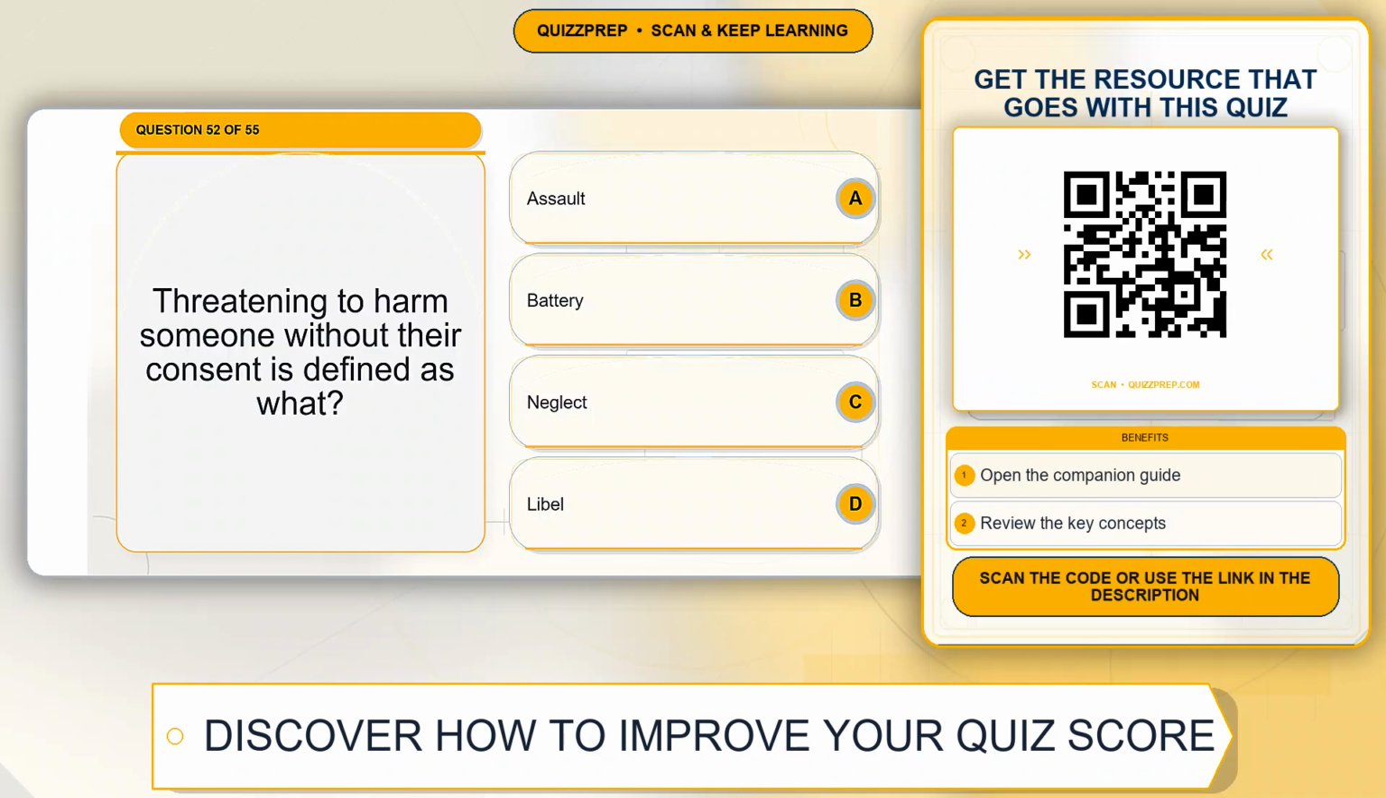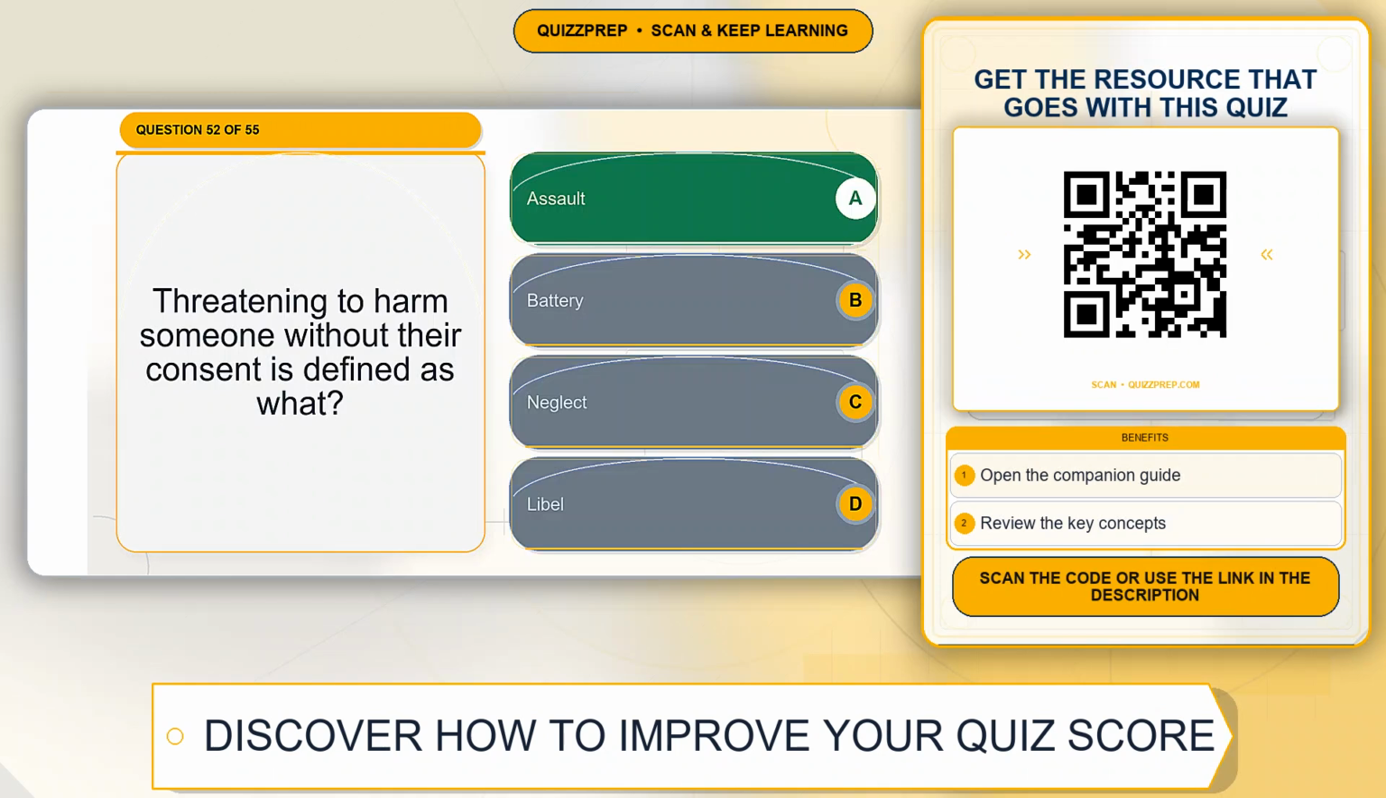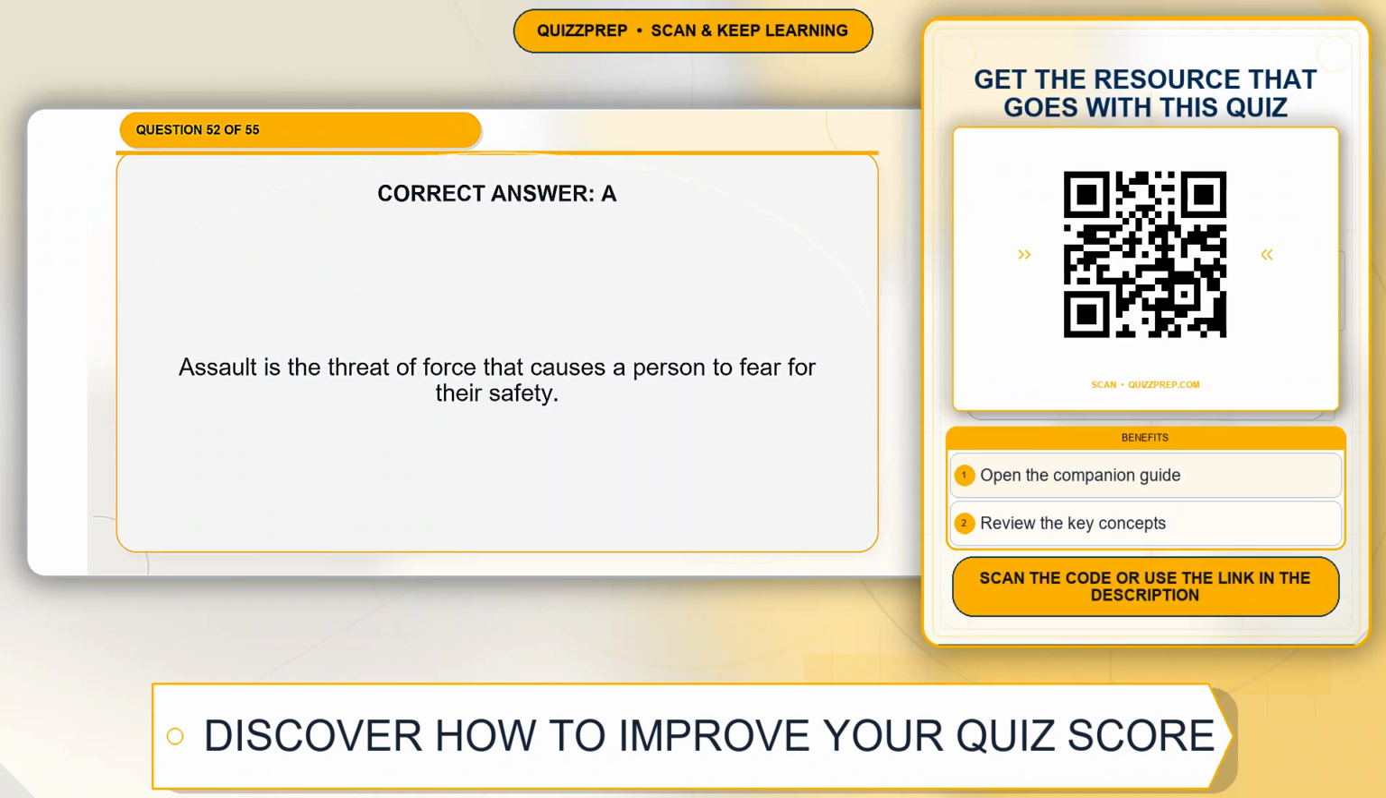Question 52. Threatening to harm someone without their consent is defined as what? Option A, assault. Option B, battery. Option C, neglect. Option D, libel. The correct answer is option A, assault. Explanation. Assault is the threat of force that causes a person to fear for their safety.